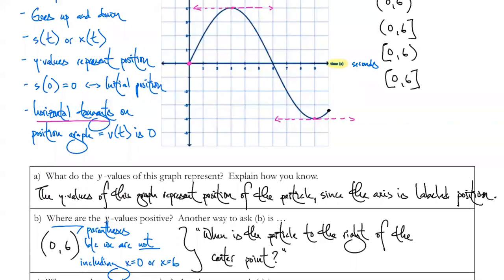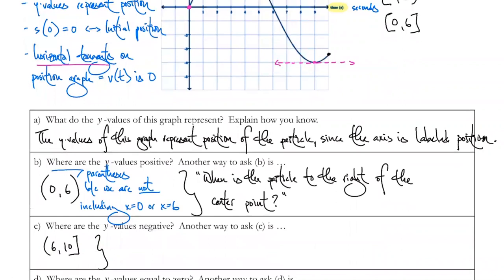How would I modify that sentence for part C? Where are the y values negative? What is a more conceptual way that I might ask you that? Exactly. When is the particle to the left of the center point? Okay. So typically, when we say positive, we're saying to the right. It is sort of a right-hand dominant society, I suppose. And then when we say things that are negative, we're thinking to the left, much like an x-axis, that if we go to the right, we'll have positive, but if we go to the left, we'll have negative.